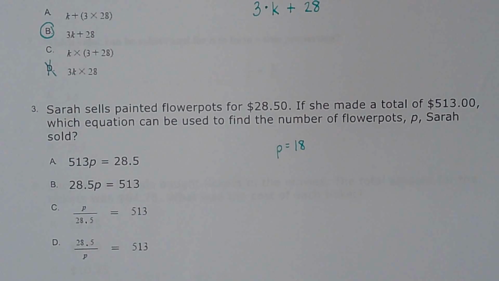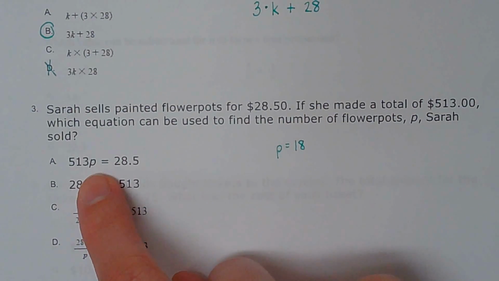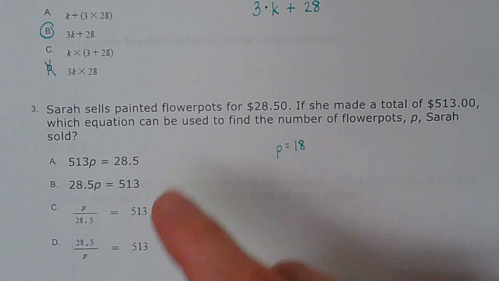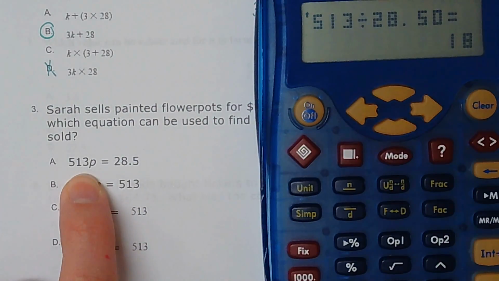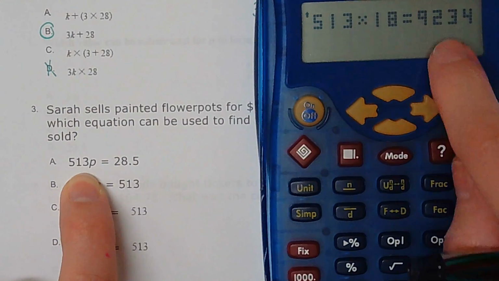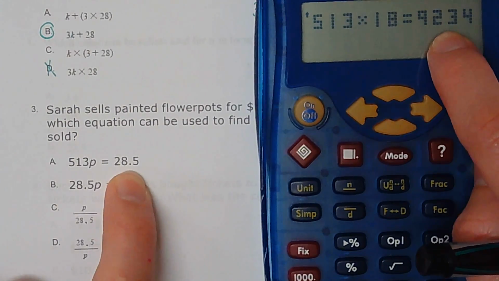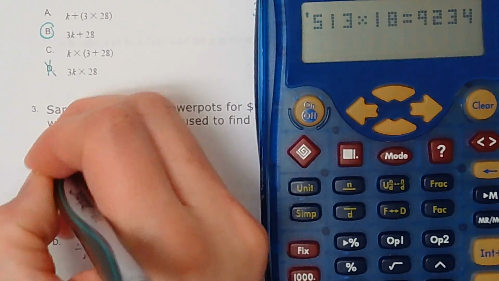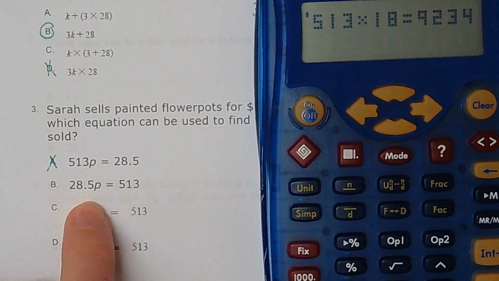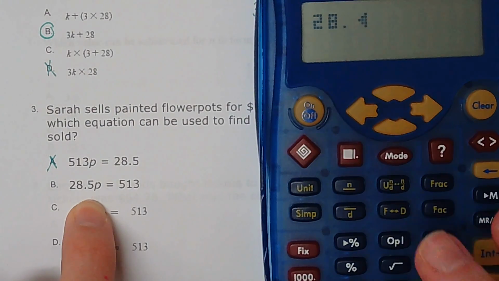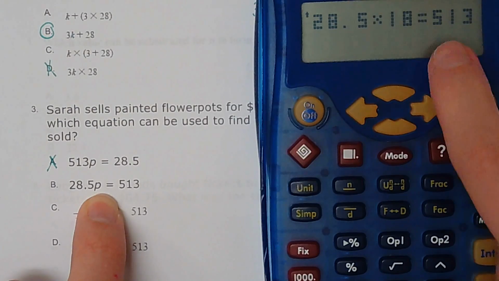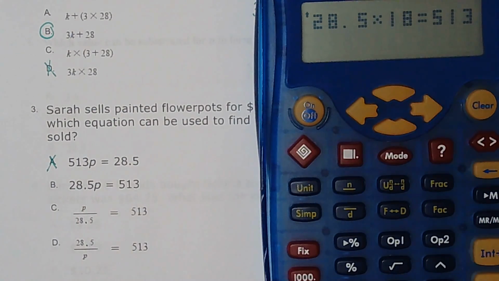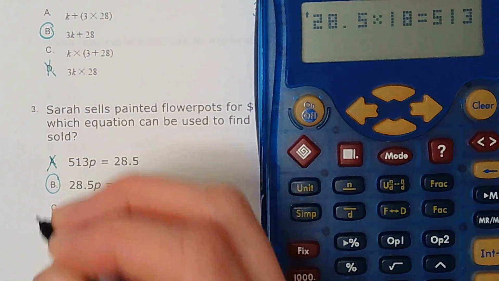But to get the answer, you can plug this in, and whichever one actually works out, that's your answer choice. So what I mean by that is, I'm going to plug in 18 right here. So 513 times 18 gives me 9,234. That's definitely not that right there. So that can't be right. All right, let's try B. 28.5 times, remember I got 18 for P, and it does give me 513. So that's looking like a good answer choice because it actually worked out.